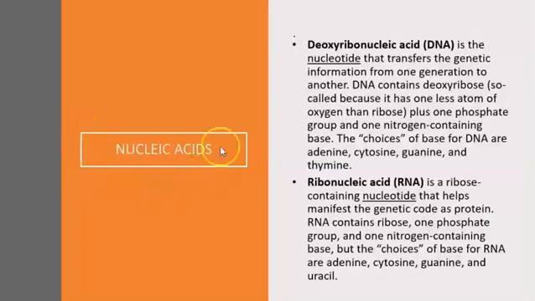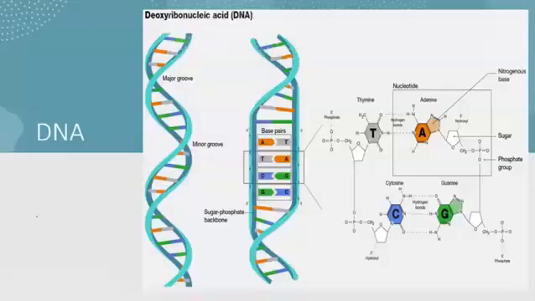The nucleic acids. There are two main types of nucleic acids, RNA and DNA. Nucleotides are the building blocks of DNA as well as RNA. The main job of the DNA is to transfer the genetic information from one generation to another. The DNA is composed of nucleotides.